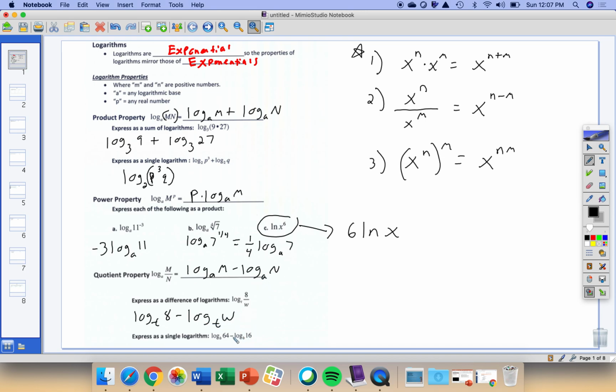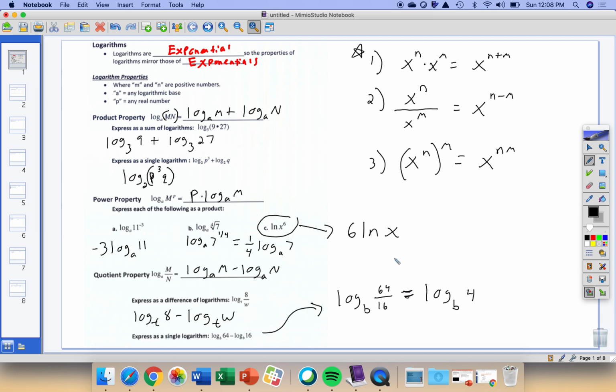Or I can condense logs. So I have log base b of 64 minus log base b of 4. I can rewrite this into one log because they had the same base, and I can rewrite it as log base b of 64 over 16. Now, if I really wanted to keep going, I can do 64 over 16, which becomes log base b of 4, because 64 over 16 is just 4.